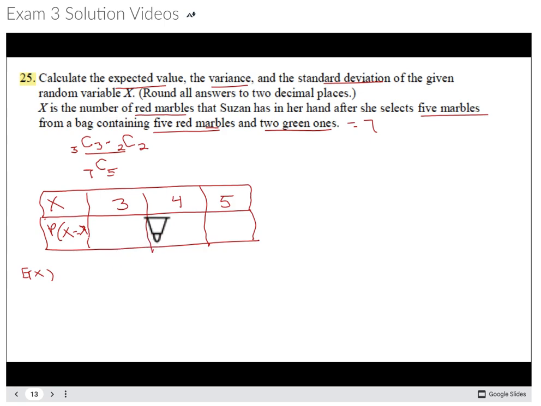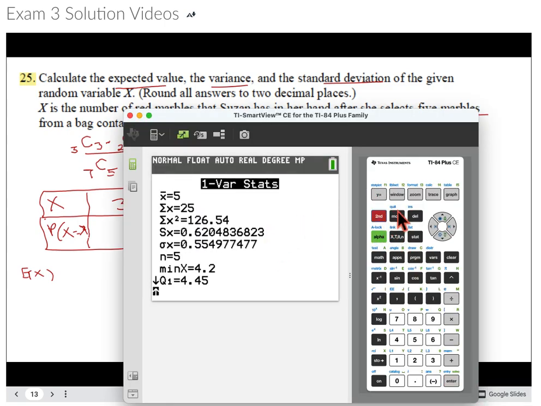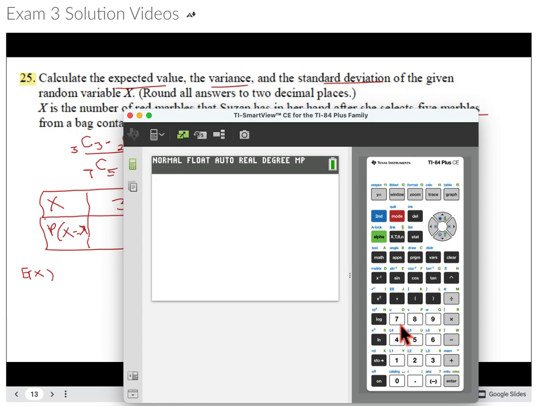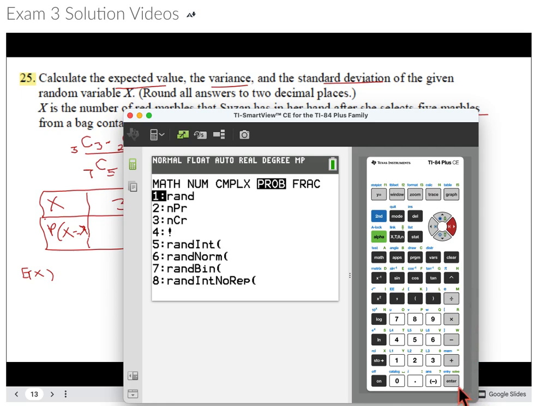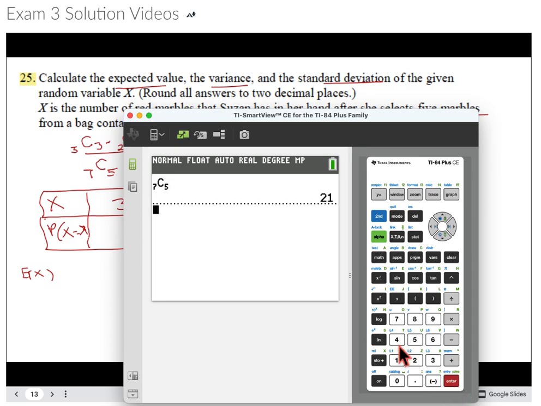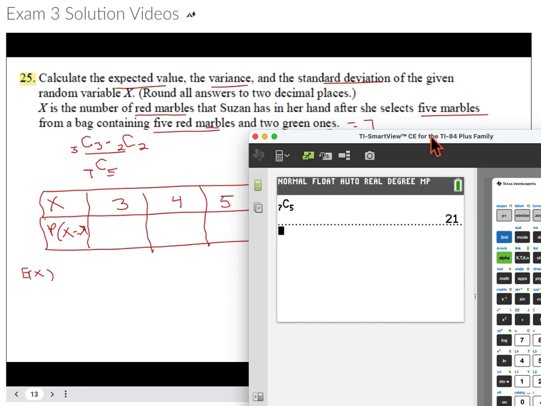They want 2 decimal places. I'm going to do this with fractions because it actually comes out pretty good. 7 choose 5. I think I did this earlier. It should be 21, but let's go ahead and do that. Let's do 7 math, because this number keeps coming up, right? It's going to be in all of them. Choose 5. So that's 21. It'll make these calculations a little easier. And I'll just put it over here.